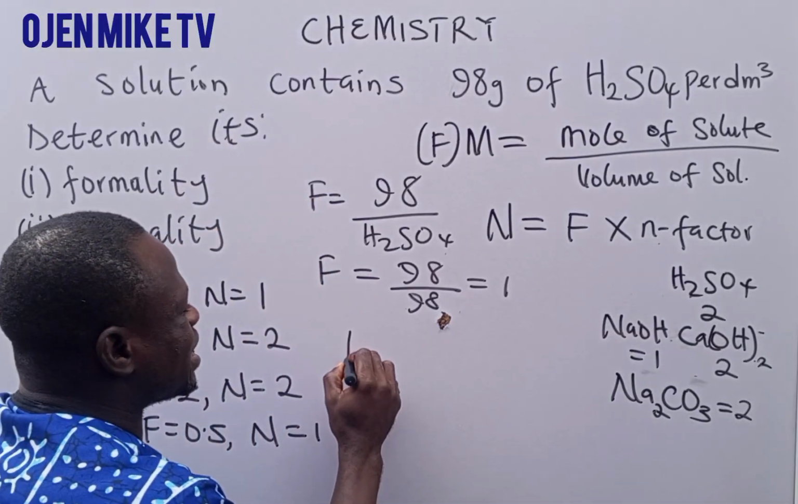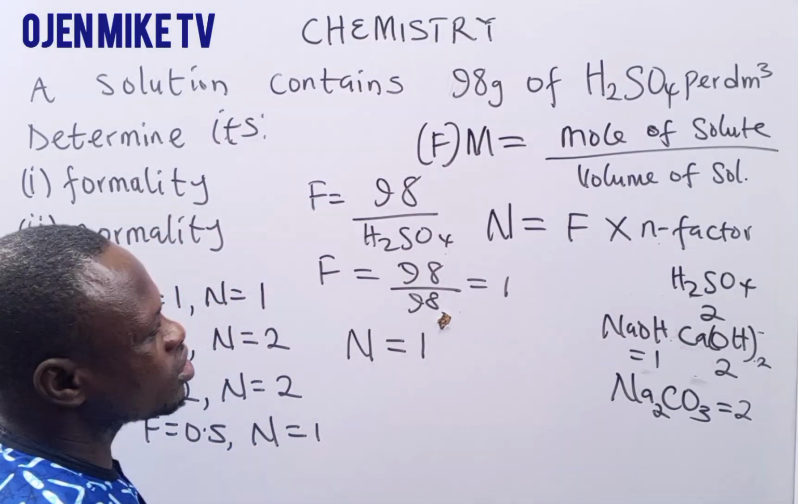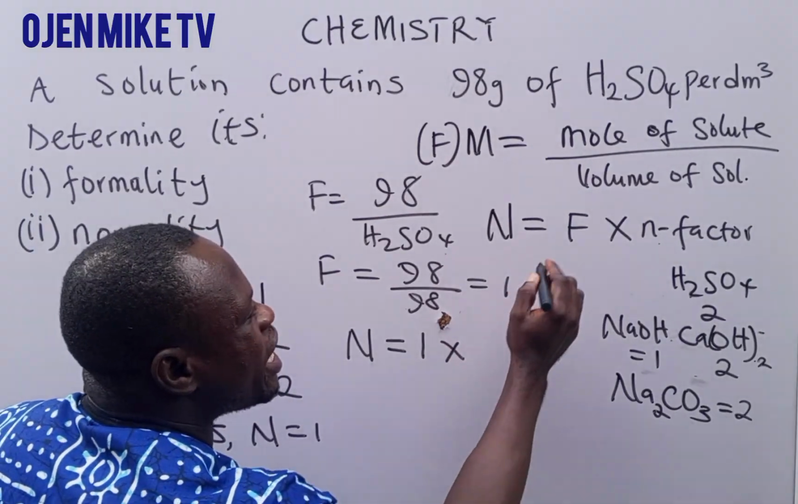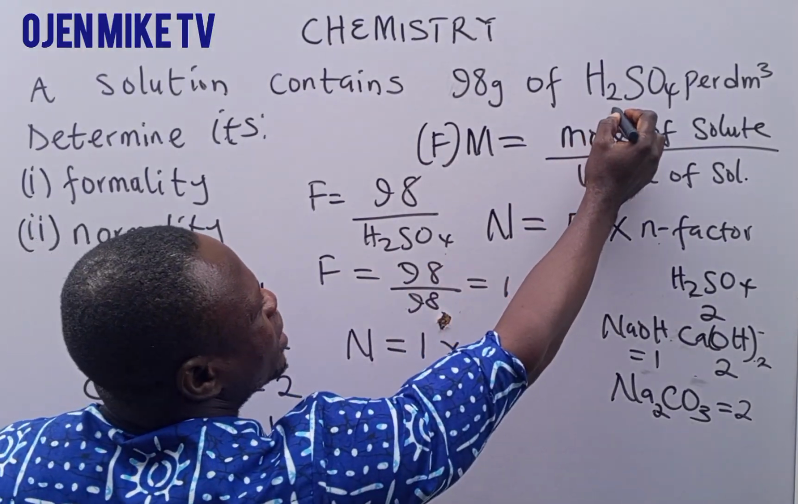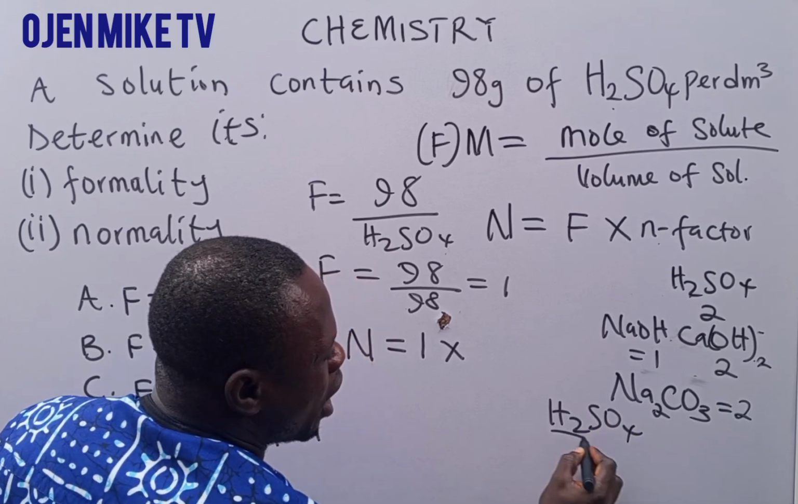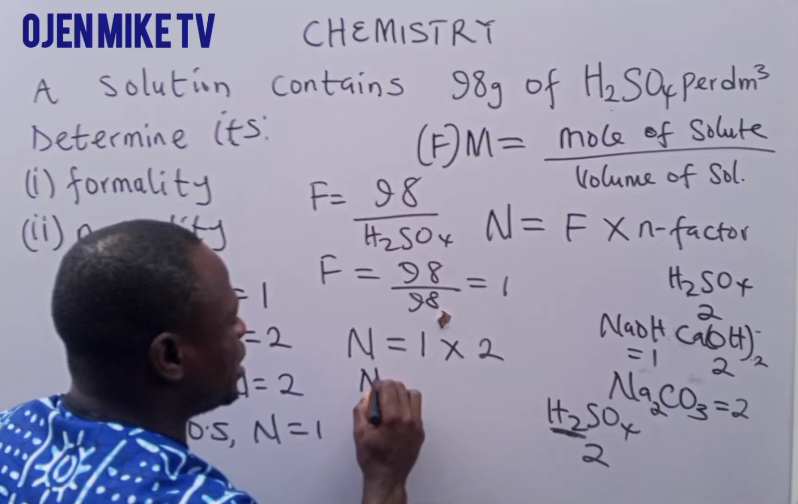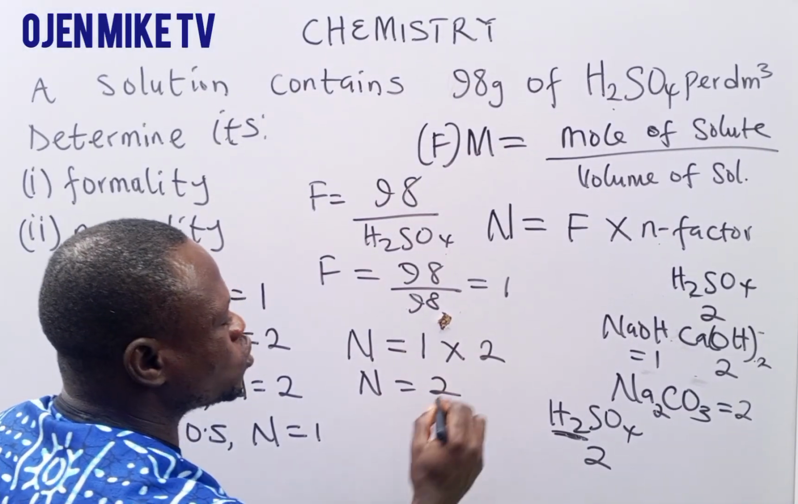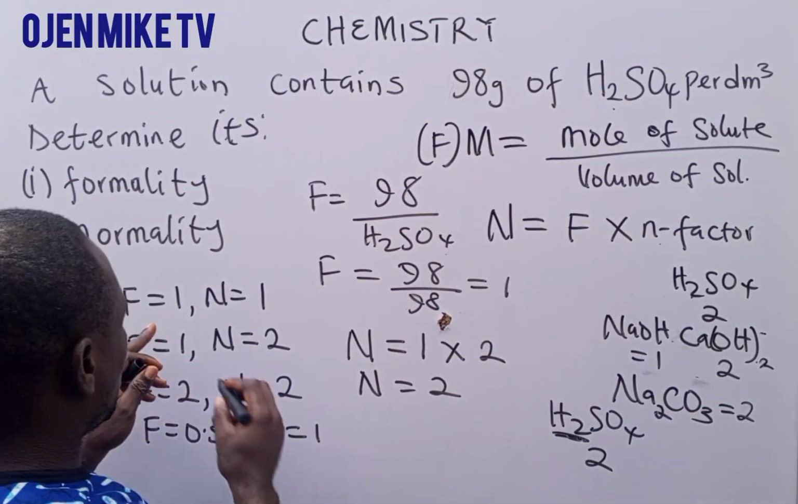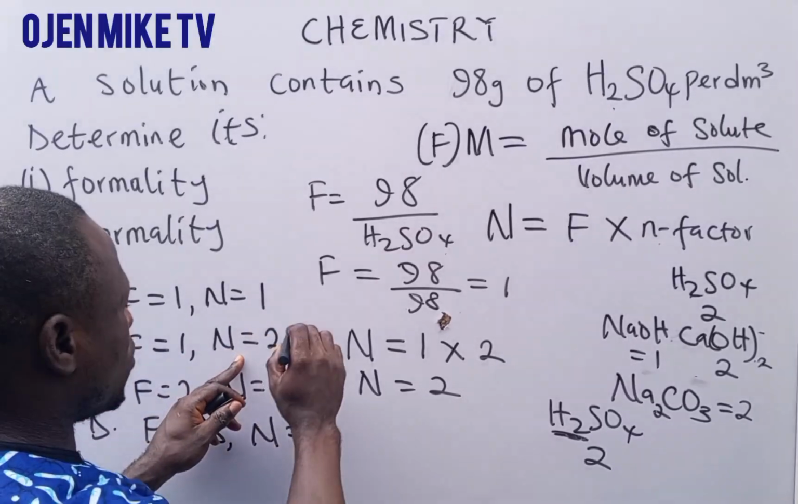Now for normality, normality is equal to formality, which is 1, times the n factor of the acid. The acid is H2SO4. The number of replaceable hydrogen ions here is 2. So normality will be equal to 1 times 2, which gives us 2. So our answer will be 1 and 2: 1 for formality and 2 for normality.